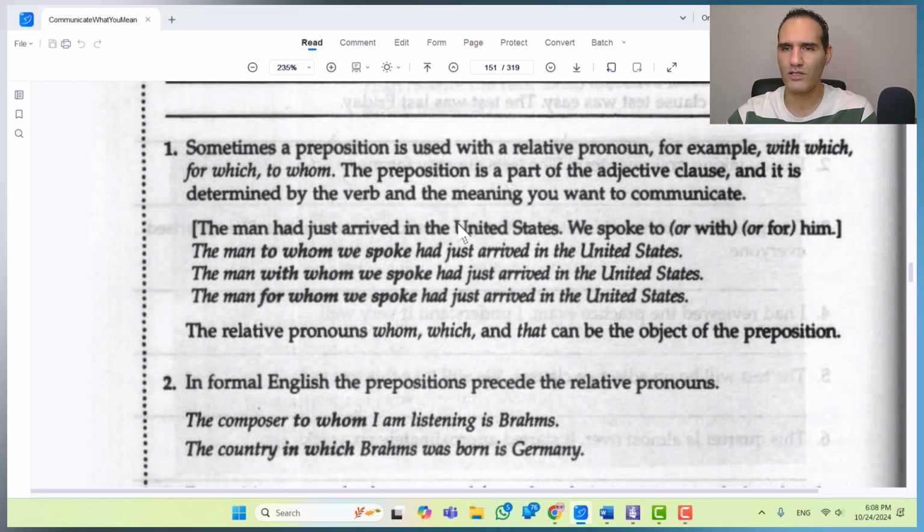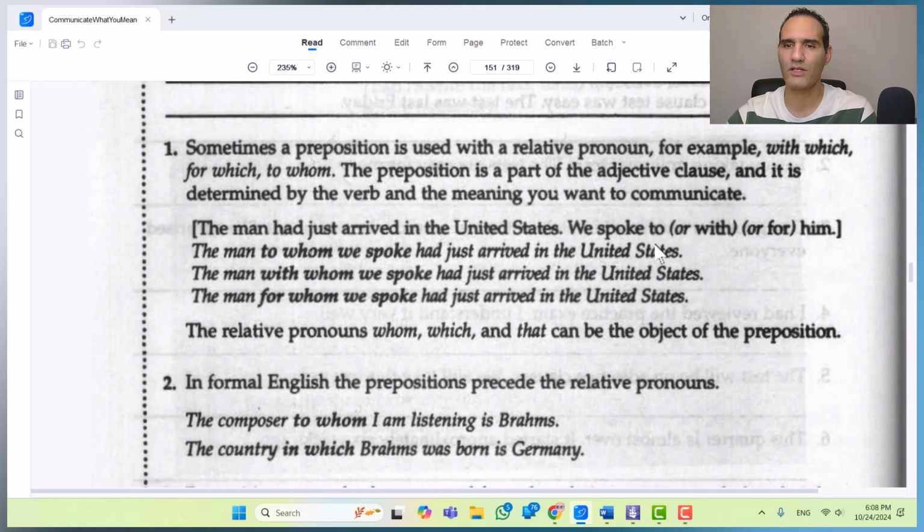For example, look at these two sentences. The man had just arrived in the United States. We spoke to him, with him, or for him. So you see that the verb speak has a preposition like to. Speak to someone, speak with someone, or speak for someone. Okay, so in this unit, our verbs come with a preposition.